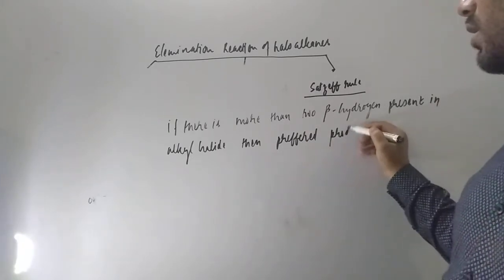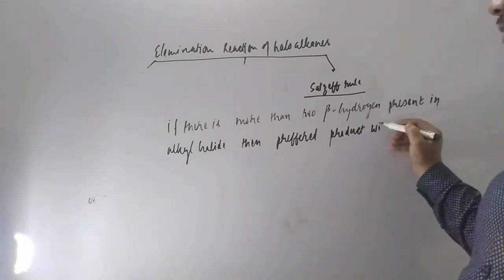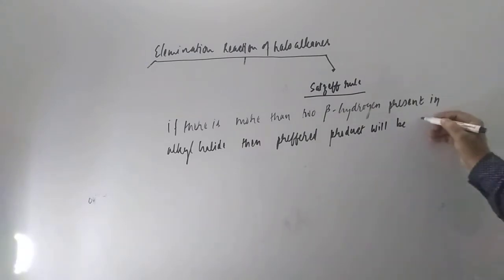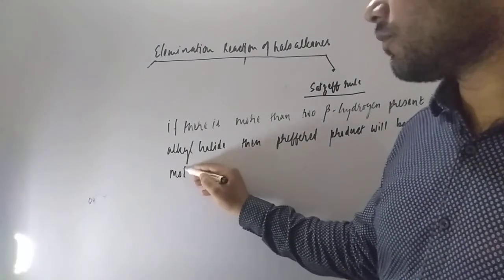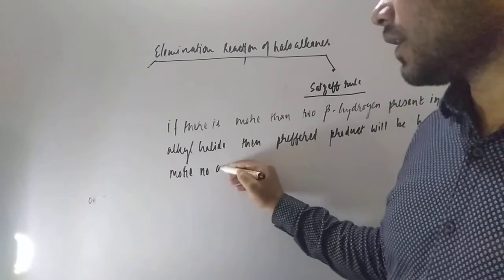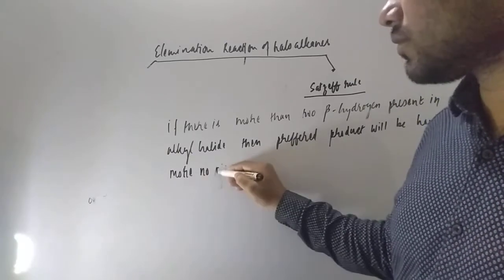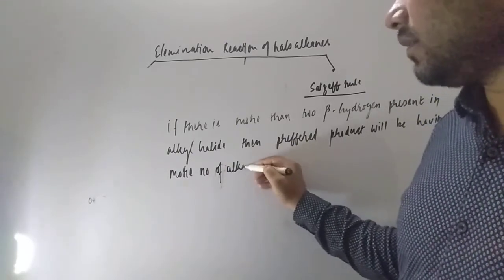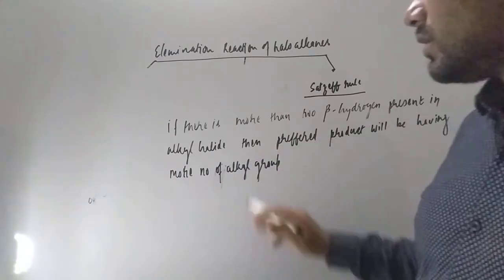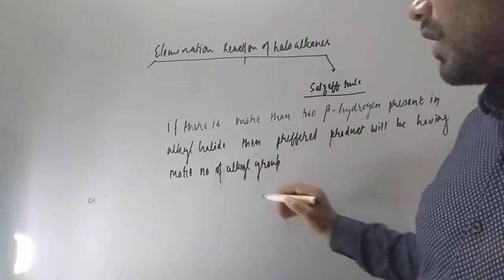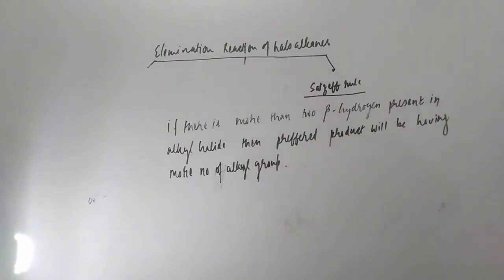The preferred product will be the one having more number of alkyl groups. Okay, more number of alkyl groups. So students, how will you be able to understand the mechanism of this reaction? Let us try to understand this.